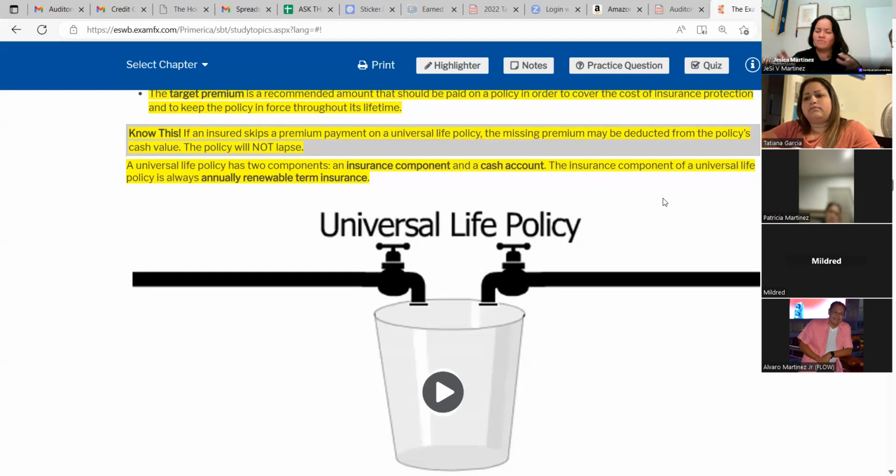It's technically a whole sancocho in there, right? They're mixing the term with the cash value. Pero te lo dicen, hey, it's annual renewable term, which means it's level for 1 year, then the premium increases, level, and increases, and every year you're renewing it. Every year you're renewing it, so every year you're paying more in premium and less in cash value, right?